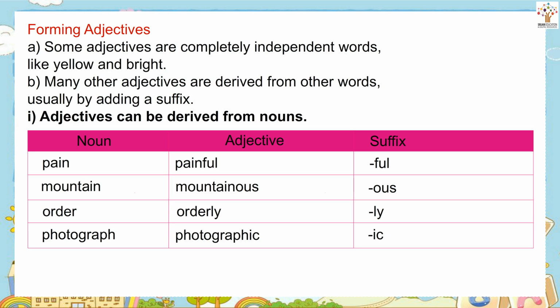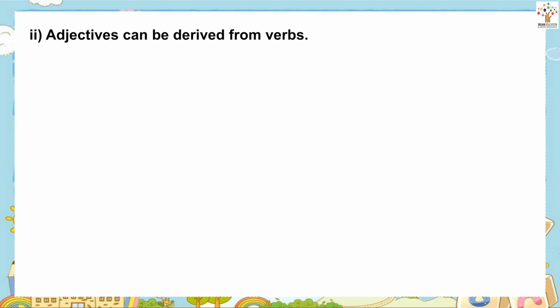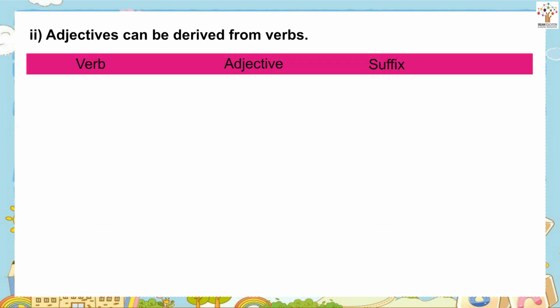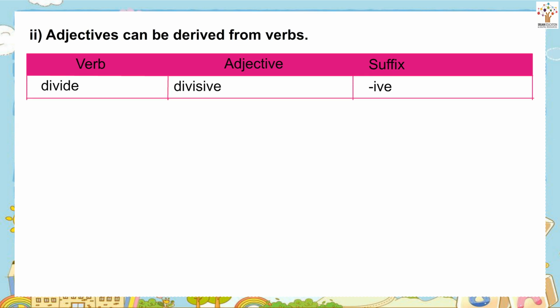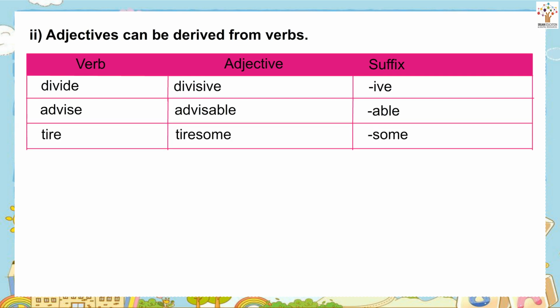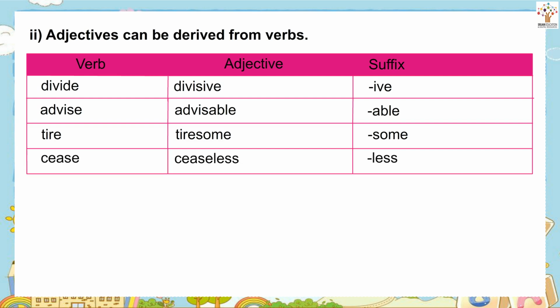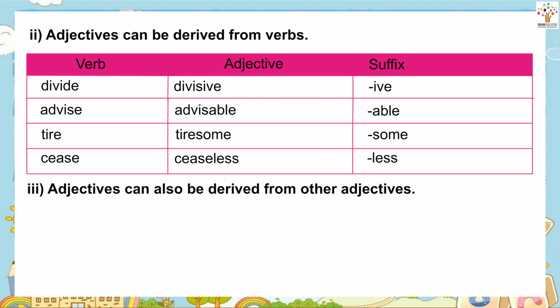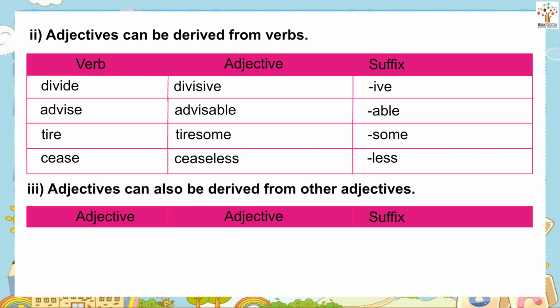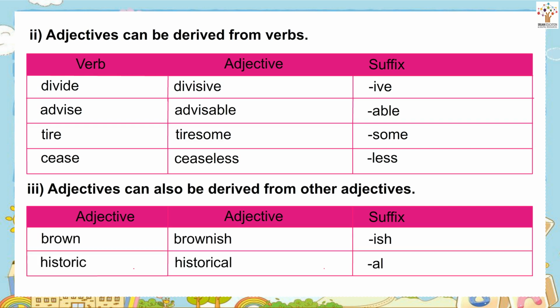Photograph, photographic, ic. Adjectives can be derived from verbs. Verb, adjective, suffix. Divide, divisive, ive. Advise, advisable, able. Tire, tiresome, some. Cease, ceaseless, less. Adjectives can also be derived from other adjectives. Adjective, adjective, suffix. Brown, brownish, ish.